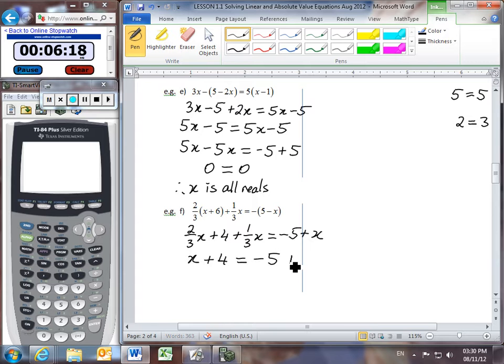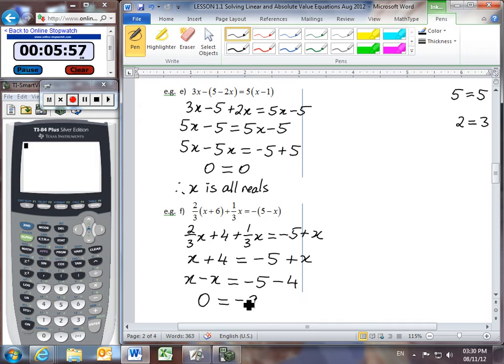And negative 5 plus x on the right-hand side. Let's bring the x's together. So I've got 1x from the left. I bring over my positive x, it becomes a negative x. And we'll bring the constants over to the right. My positive 4 becomes a negative 4. And I end up with 0 is equal to negative 9.